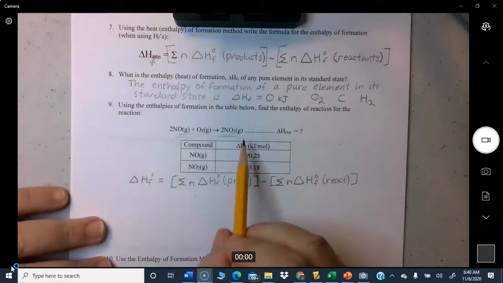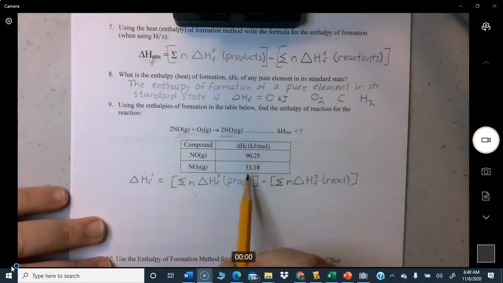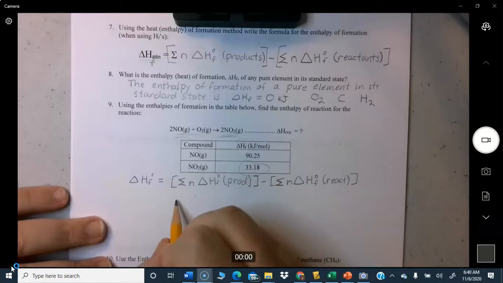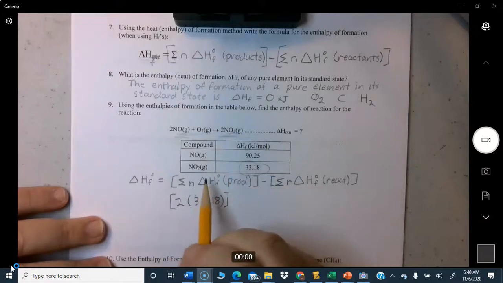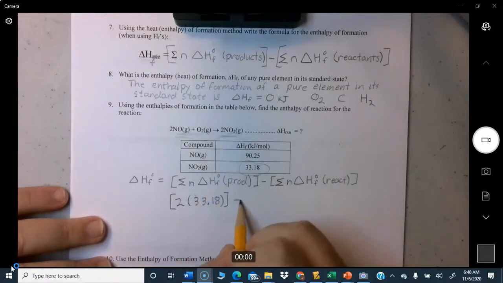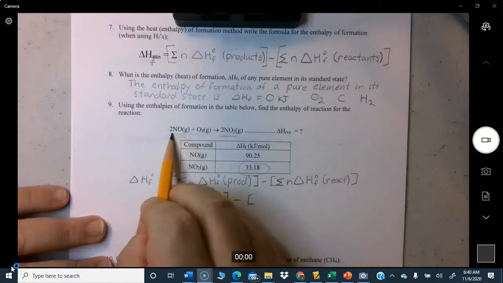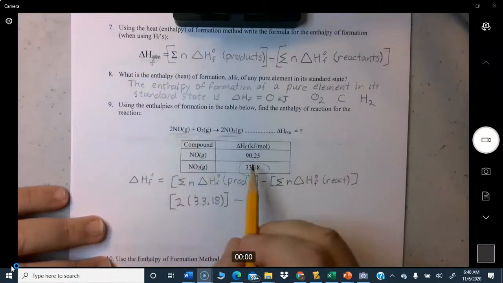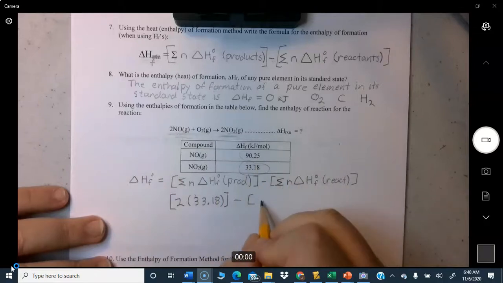So it's going to be 2 times the enthalpy of formation of NO2, which is this. So it's going to be 2. That's the only thing we have on the product side. Okay, and then it's minus the enthalpy of formation of NO, nitric oxide, and that's this. And it is 2 moles, so you always have to include the moles.